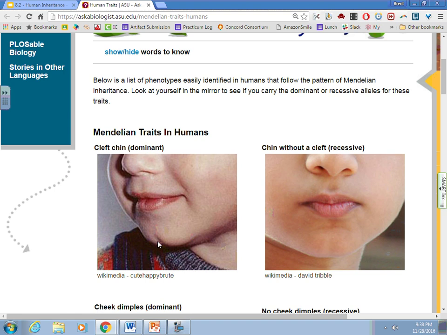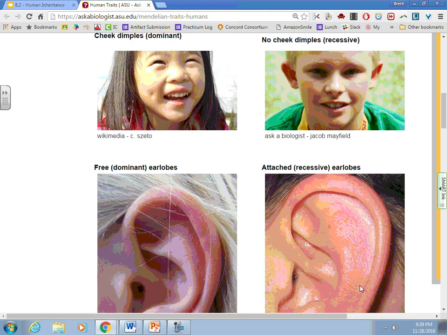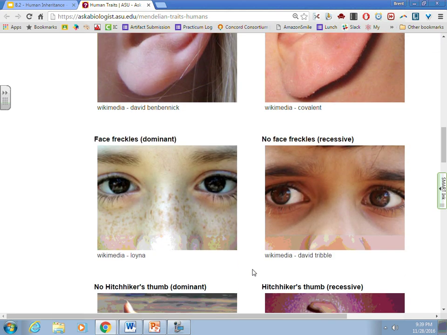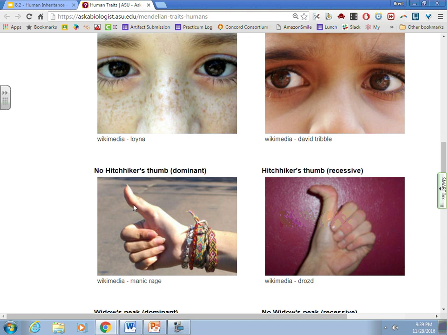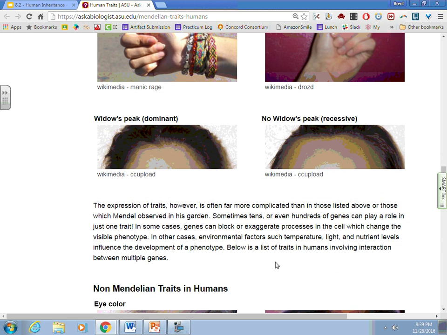Cleft chin is a dominant trait. Not cleft is recessive. The ability to have dimples, cheek dimples, is a dominant trait. None, recessive. Free earlobes is a dominant trait. Attached is recessive. Freckles on the face is a dominant trait, with none being recessive. The lack of a hitchhiker's thumb is the dominant condition. A hitchhiker's thumb is recessive, and a widow's peak is dominant, while non-widow's peak is recessive.